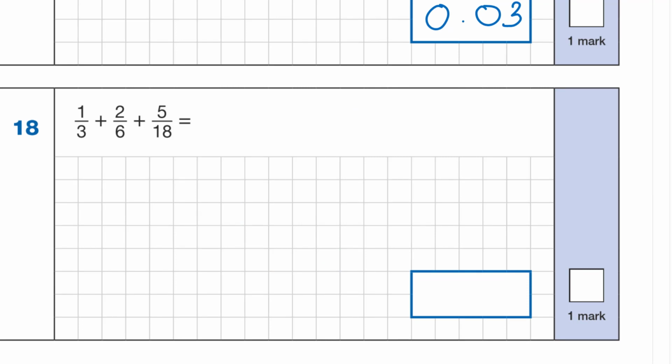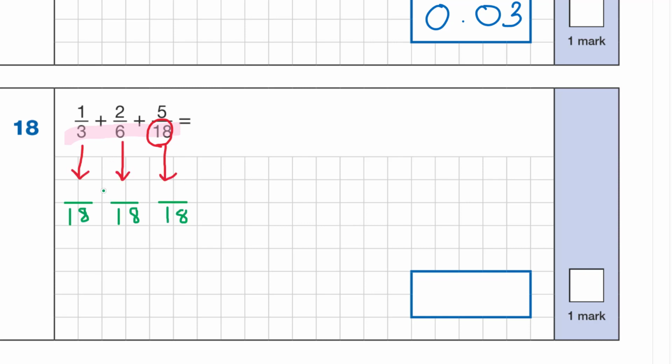Question 18, 1/3 plus 2/6 plus 5/18. Okay, so remember our first thing we need to spot is that the denominators are not the same. I always look at the biggest denominator and I think about whether the other ones can convert up. 6 is a factor of 18, so that means I can multiply that to make 18. 3 is also a factor of 18, so I can actually change all of these to 18. So I'm going to convert all of these. I'm going to rewrite them out as fractions of 18.